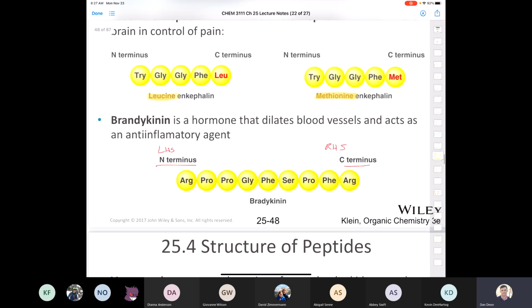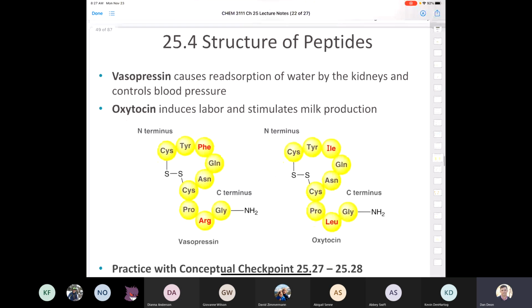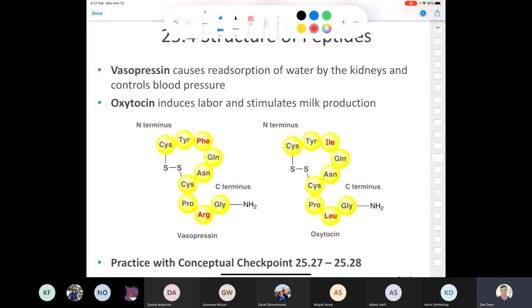A couple more. These are just some interesting peptides that are pointed out in our textbook. So vasopressin and oxytocin. Vasopressin is in the pituitary gland and has something to do with water in the kidneys and controls blood pressure. And oxytocin induces labor and stimulates milk production.